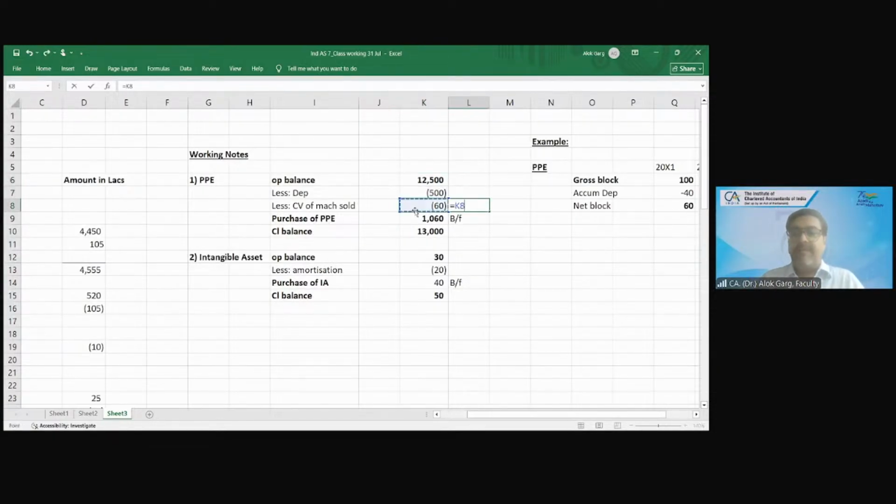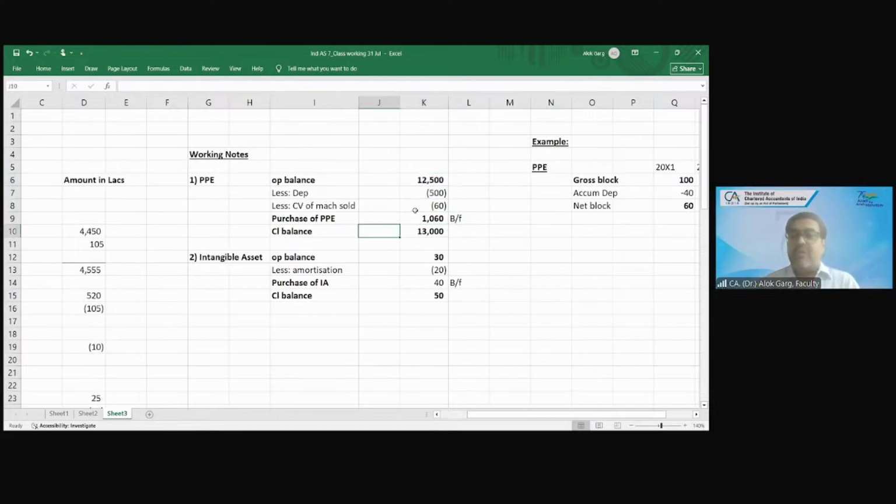What is the total of this number? This minus this minus this is 11,940. But what is the closing number? 13,000. What does it mean? It means there is a purchase of PPE of 1,060. So this 1,060 becomes the balancing figure between 13,000 and 11,940. Is this clear to everyone? Yes. This 1,060 is an addition.